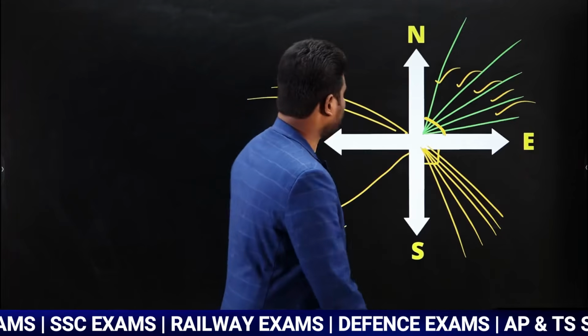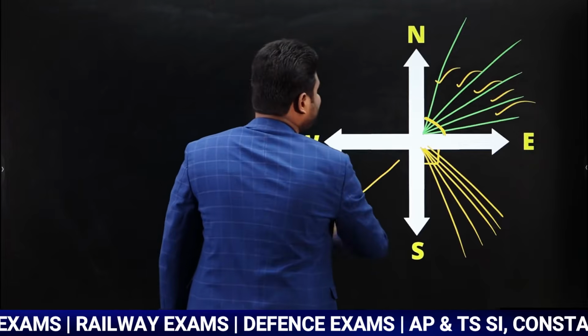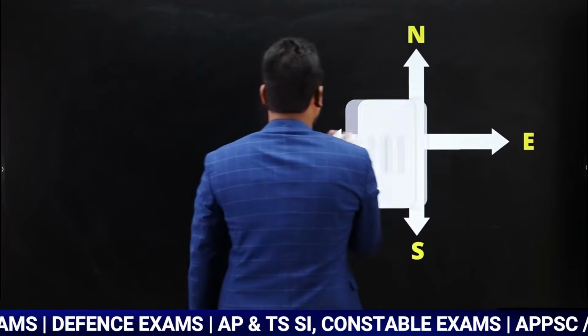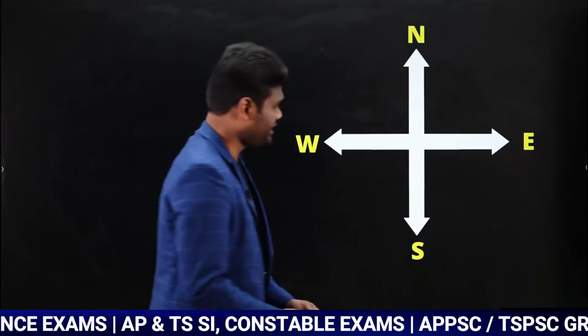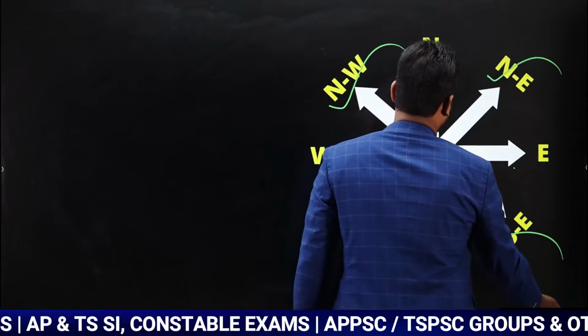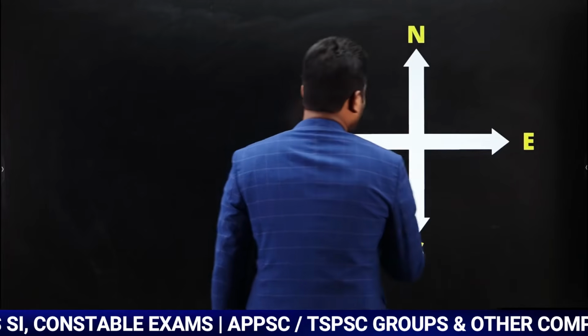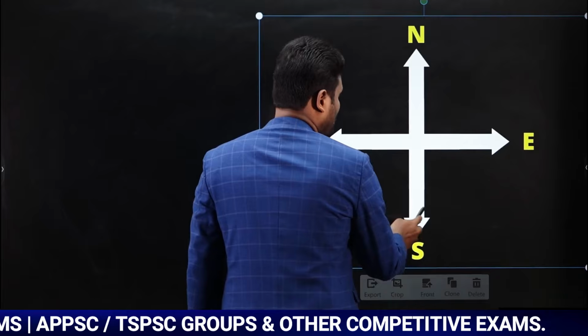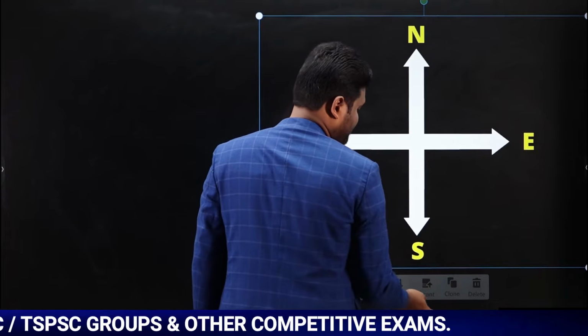Now if you observe here, you need to know some basic points as well. What happens when the person is traveling towards the north direction? What happens when the person is traveling towards the south direction? You need to know about these basic points. Once you know these basic points, then solving them will be very, very simple.